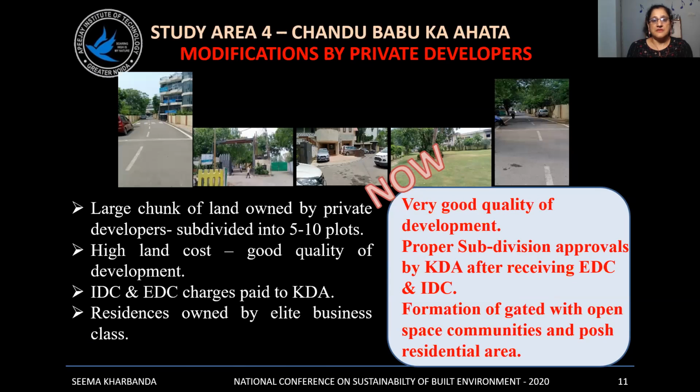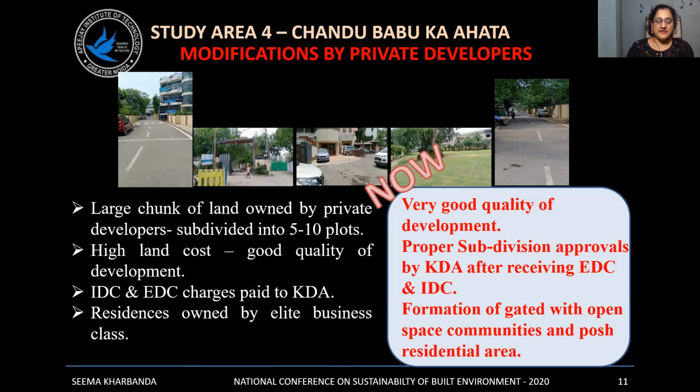Then the last study area which is taken up is CHANDU BABU AHATA, which was a large chunk of land owned by a private developer. So he subdivided it into around 5 to 10 plots, and the proper internal development charges and external development charges were paid to the KDA. And since this was located in the central heart of Kanpur in a very posh residential area, the land cost was very high, and the residences are owned by the elite business class. And we see a very good quality of development here. The subdivision approvals have been properly done by KDA after receiving the EDC and the IDC. And there was formation of gated communities and open areas.